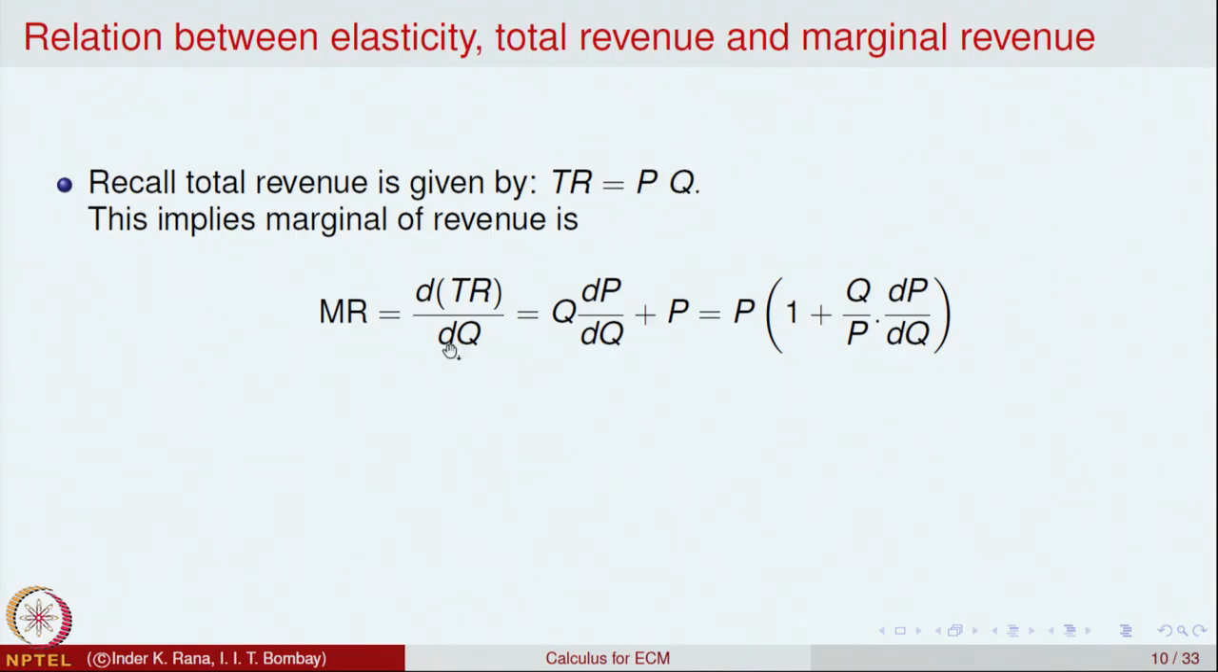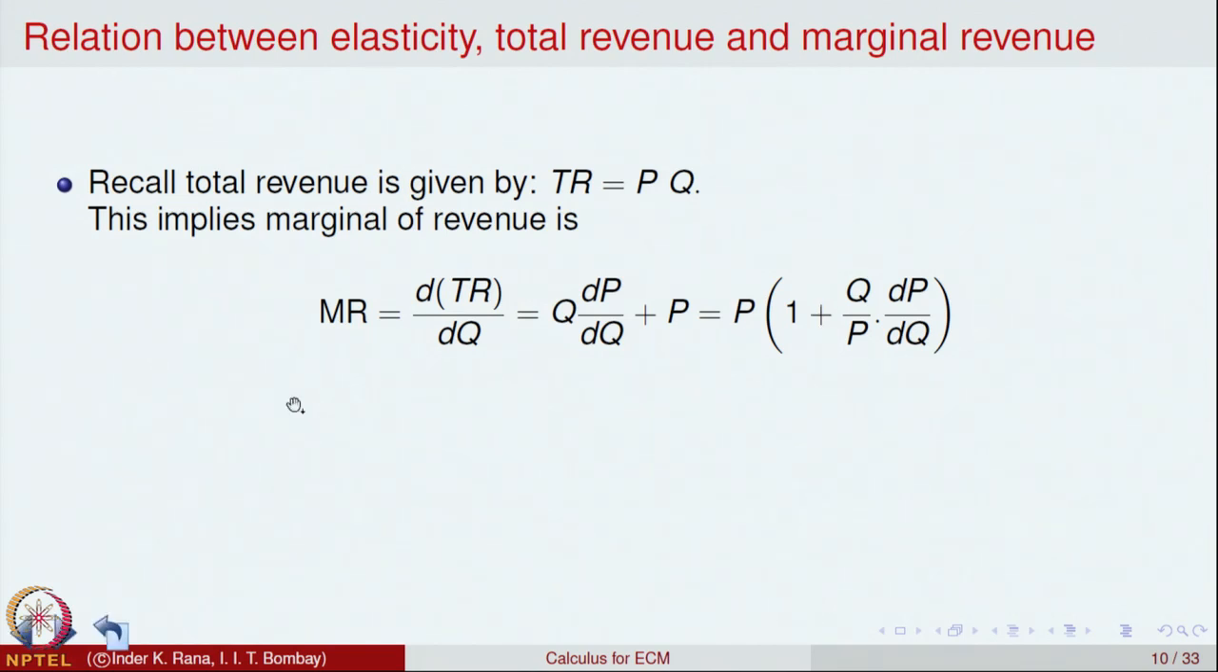So, that is P. So, using the product rule and the chain rule, the derivative MR, the marginal of revenue, that is the derivative of TR, should be equal to Q into dP by dQ plus P. If we take P out common, that is P into 1 plus Q by P into dP by dQ. Here we are taking P in the denominator because price is always going to be positive, it is not going to be 0. So, there is no problem in that.